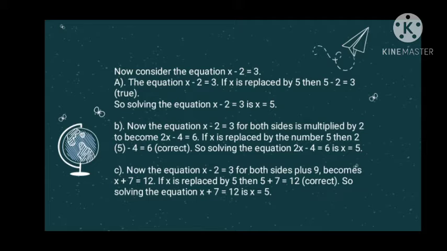Now the equation x minus 2 equals 3, with 9 added to both sides, becomes x plus 7 equals 12. If x is replaced by 5, then 5 plus 7 equals 12 is correct. So the solution of the equation x plus 7 equals 12 is x equals 5.